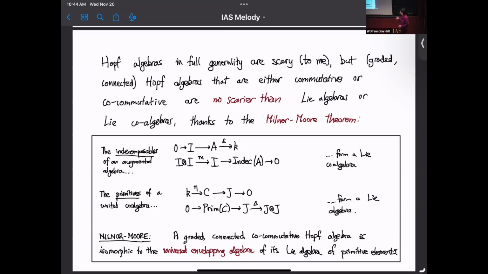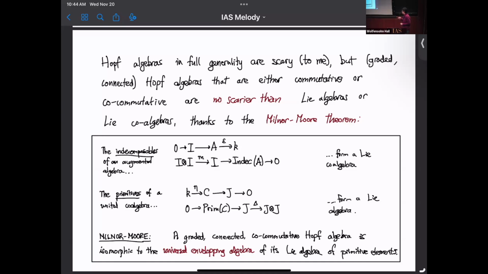Dually, the primitives of a unital coalgebra. This is a situation where you have a coalgebra and a map from K to your coalgebra. Let J be the co-kernel, and then the primitives are the kernel of the co-multiplication map. Both of these, up to duals, have the feel of things that cannot be broken up. And these primitives, as you can check as an exercise, form a Lie algebra.